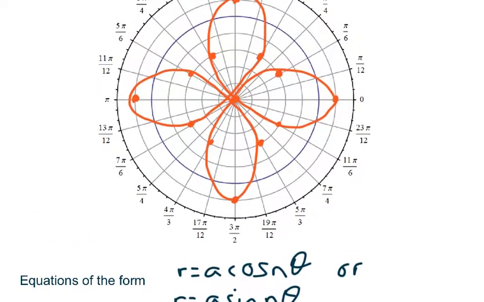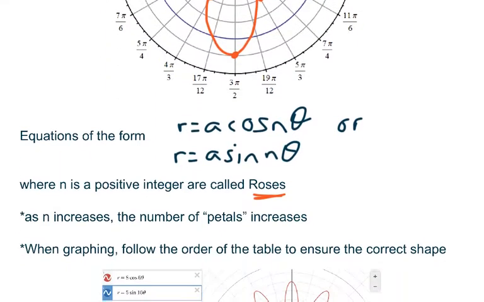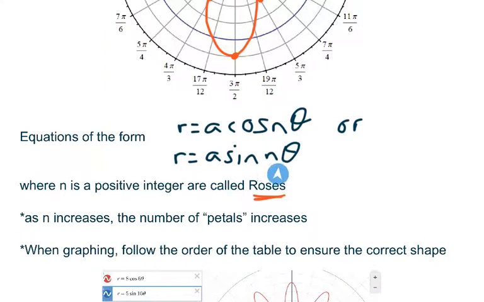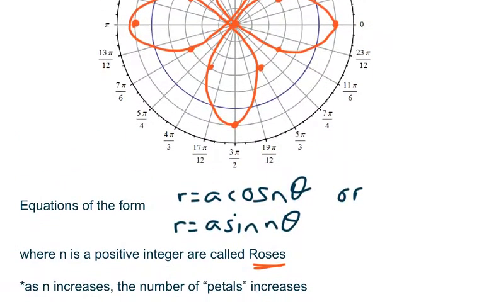These are roses. It kind of looks like a different type of flower, but rose is the term that is used. Okay, the biggest thing here, as n increases, as this number next to the theta increases, the number of petals increases. And like I said, when we're graphing, make sure we follow the order of the table to ensure the correct shape.